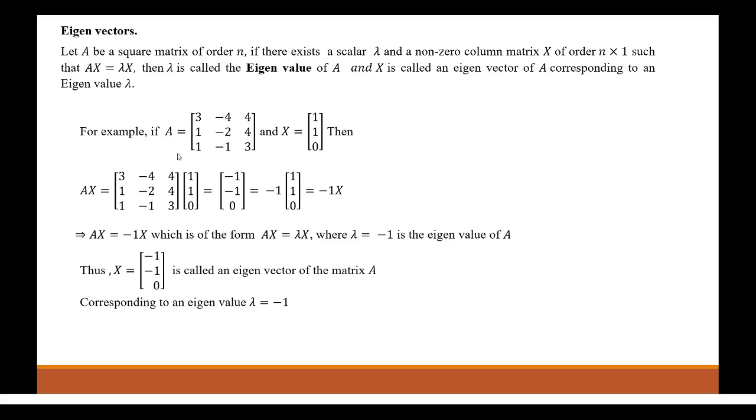So let us take an example. Here the matrix A is of order 3 cross 3 and the matrix X is a column matrix of order 3 cross 1. Then find the product AX, which is equal to minus 1 times X. Then AX is equal to lambda X, where the lambda value minus 1 is the eigenvalue of A. Thus X is an eigenvector of the matrix A corresponding to the eigenvalue lambda equal to minus 1.